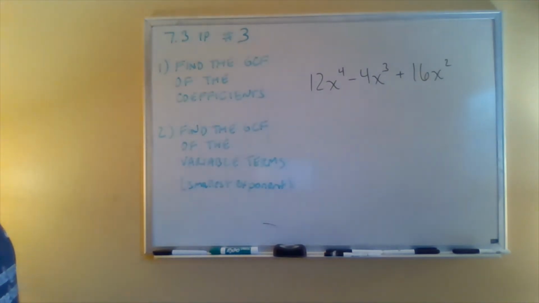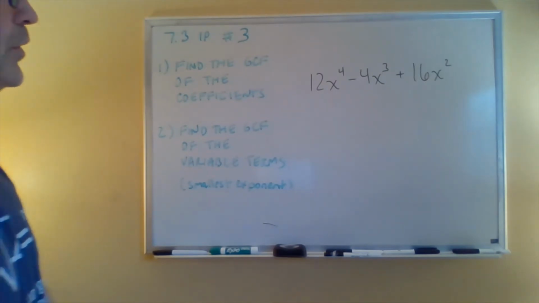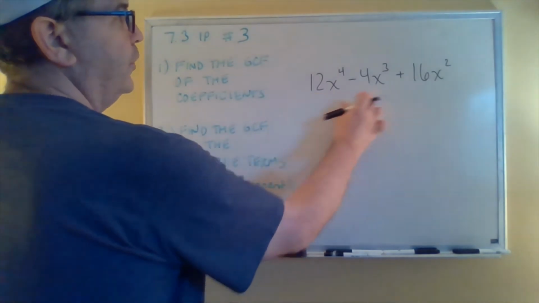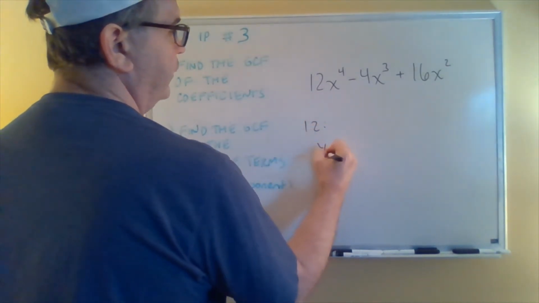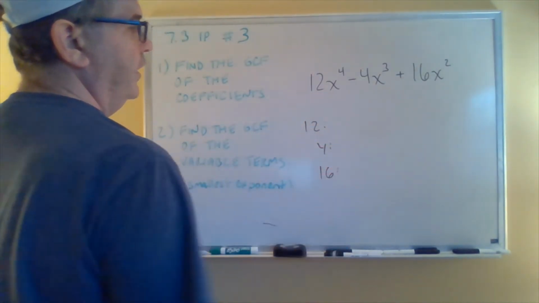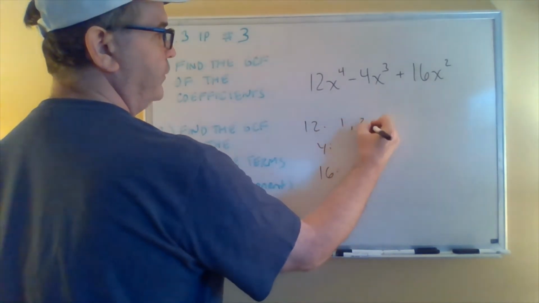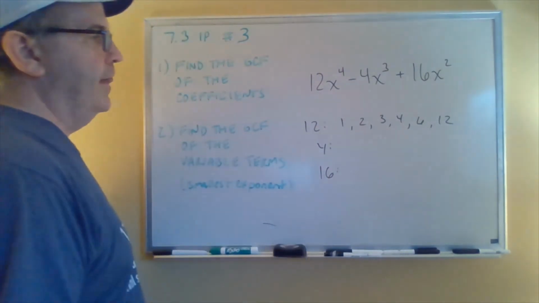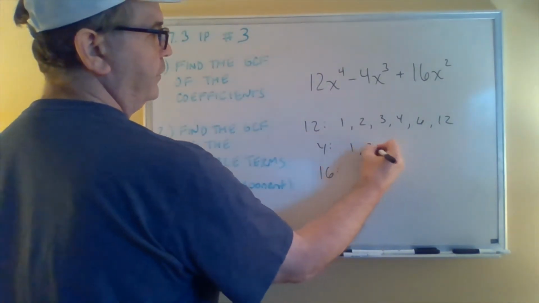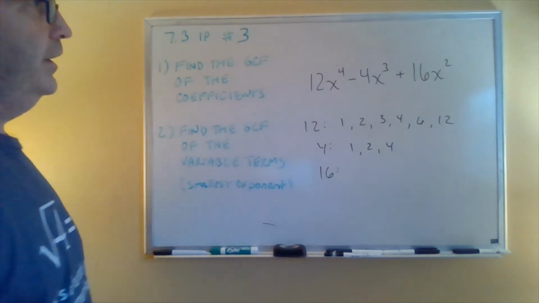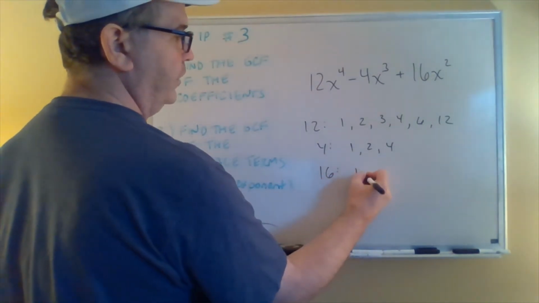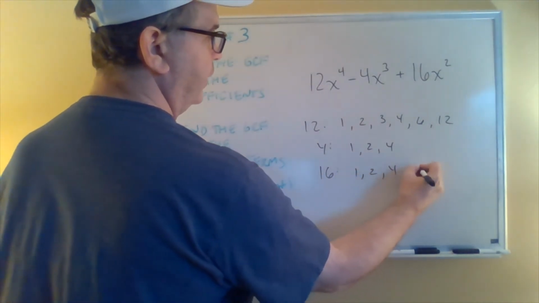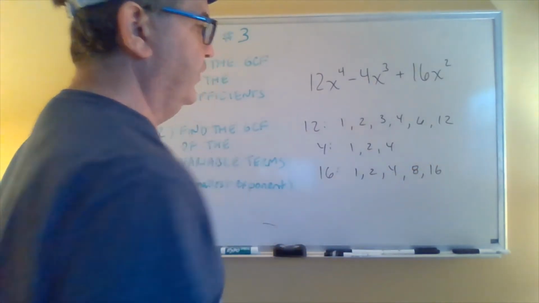Hey, here's number 3, 12x to the 4th minus 4x cubed plus 16x squared. We want to find the greatest common factor. We're going to start looking at the coefficients, 12, 4, and 16. So let's look at our factors on each one. Factors of 12 are 1, 2, 3, 4, 6, and 12. Factors of 4 are 1, 2, and 4. And our factors of 16 are 1, 2, 4, 8, and 16.